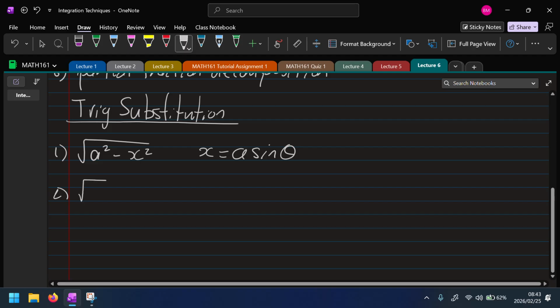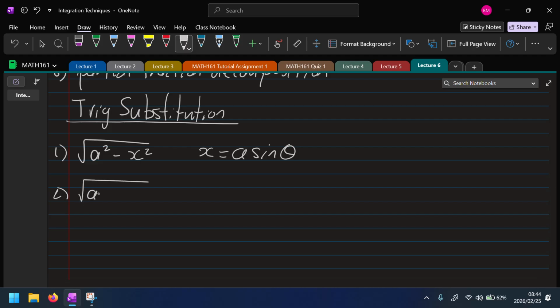Case 2 is if we have the root of a squared plus x squared. So instead of the minus, it's now a plus. In this case, we do the following substitution. Wherever we see an x, we're going to put a tan theta. And again, a squared there, and we have a on the right.